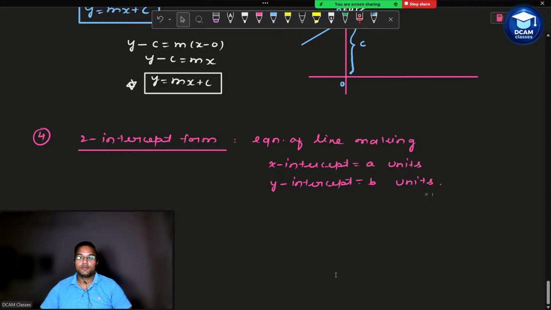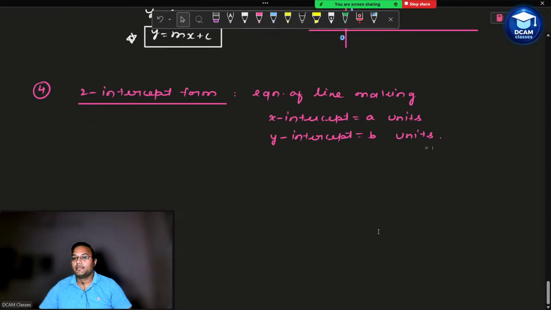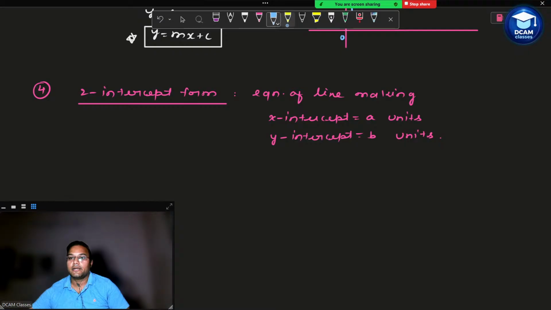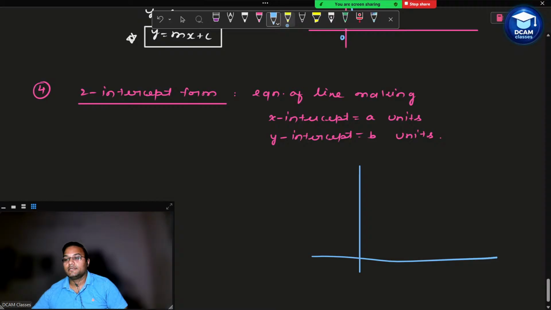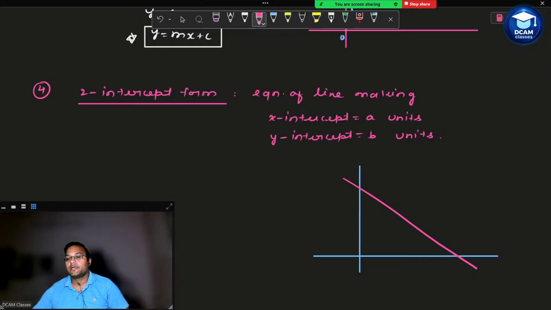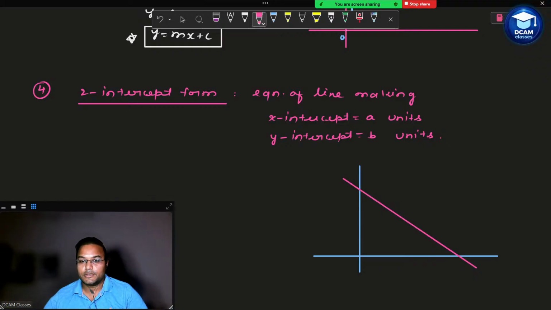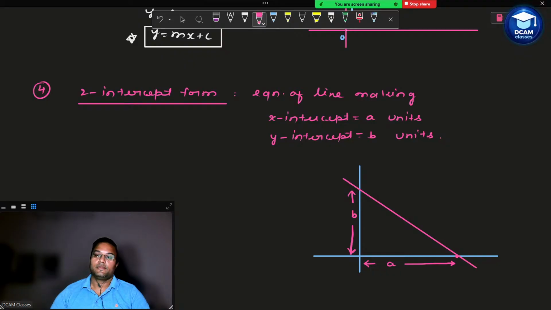You have to give me the equation of line which is making an intercept of a units on the x-axis, intercept of b units on the y-axis. If you want, I can draw a diagram for this for your better understanding. You have to give me the equation yourself. This is x and y-axis, and the equation which is given to us is this way. This is the line whose equation we want. Its x-intercept means this distance is a, and y-intercept is b means this distance is b. Give me the equation.